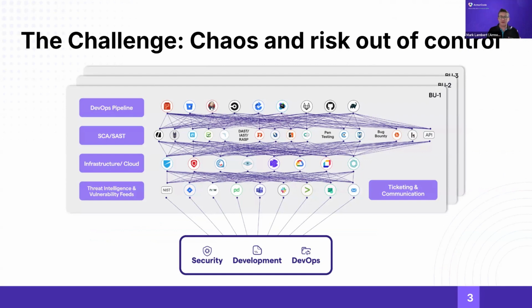ArmorCode is in the application security and vulnerability management space, but we're not a scanner. There are already hundreds of those out there, and that's the challenge that we help solve. This challenge of lots of disconnected silos of information that you're having to somehow bring together, and then you're having to figure out how to coordinate this across your security, development and DevOps teams? This ultimately leads to a lot of chaos, along with unmanaged and out of control risk that's ultimately getting out into your production environments.